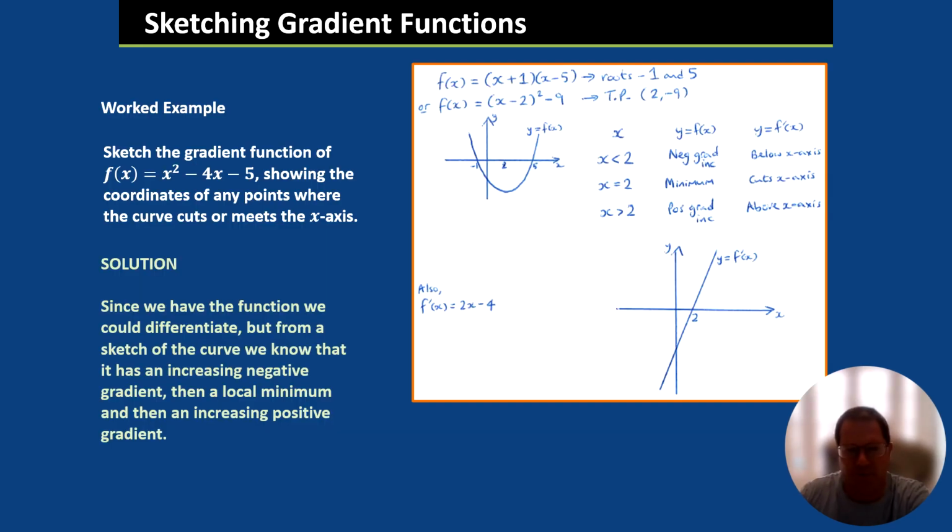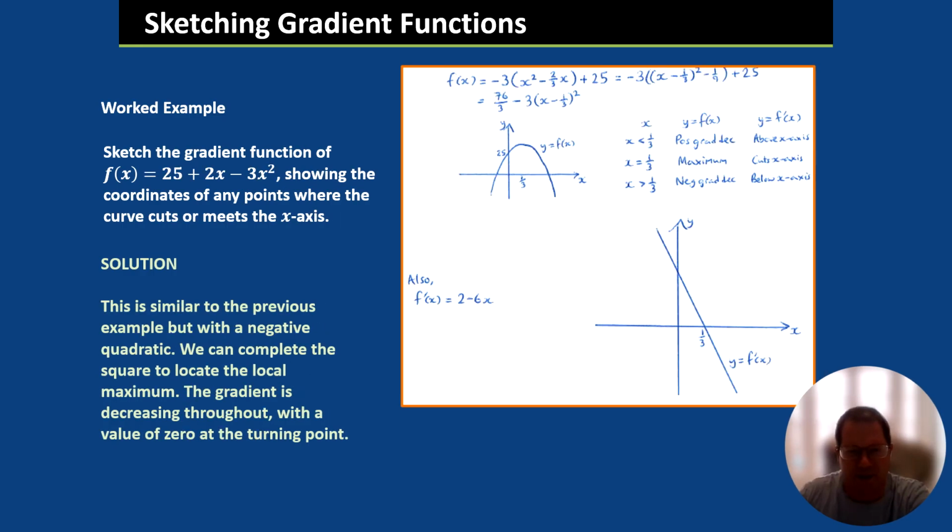Here's a worked example. Sketch the gradient function of f of x equals x squared minus 4x minus 5, showing the coordinates of any points where the curve cuts or meets the x-axis. And for our solution, well, since we have the function, we could differentiate it. But from a sketch of the curve, we know that it has an increasing negative gradient, then a local minimum, and then an increasing positive gradient.